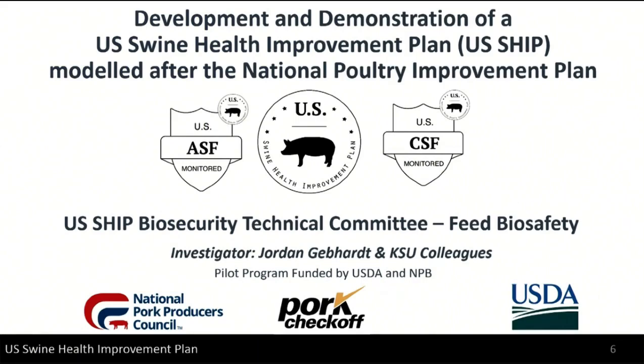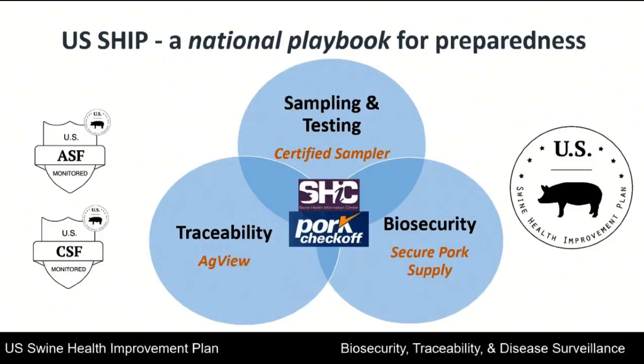Next, I'm going to spend a few minutes talking about the U.S. SHIP program, the Swine Health Improvement Plan. There will be some more later in this morning's presentation, a little bit more of the background of the program. But I'm going to talk specifically about how feed biosecurity is incorporated within the U.S. SHIP program. So fundamentally, the program has several different key areas focused on sampling and testing, traceability, as well as biosecurity.